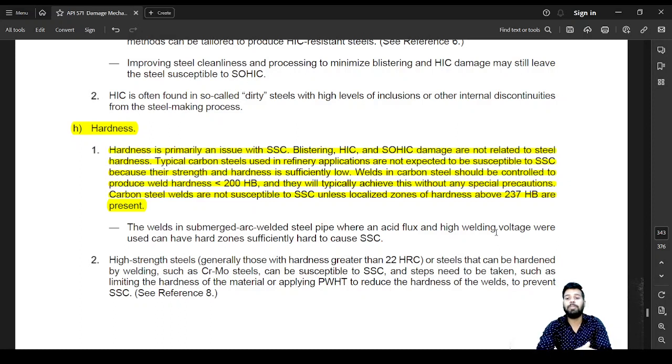The welds in carbon steel should be controlled to produce a weld hardness lower than 200 HB, or Brinell hardness value, and will typically achieve this without any special precautions. Carbon steel welds are not susceptible to stress corrosion cracking unless localized zones of hardness above 237 Brinell hardness number are present.